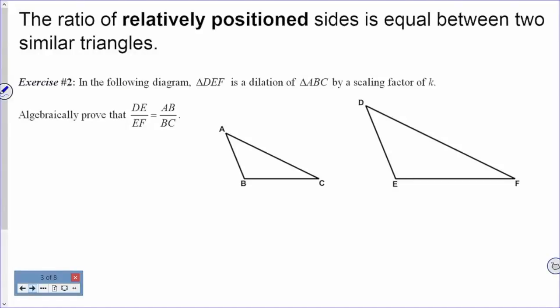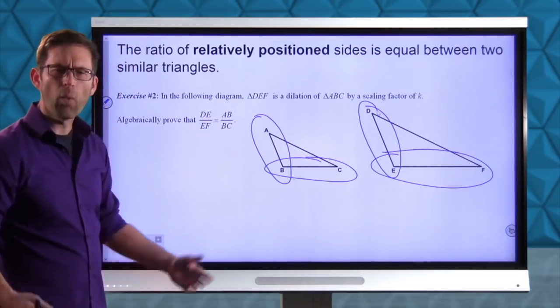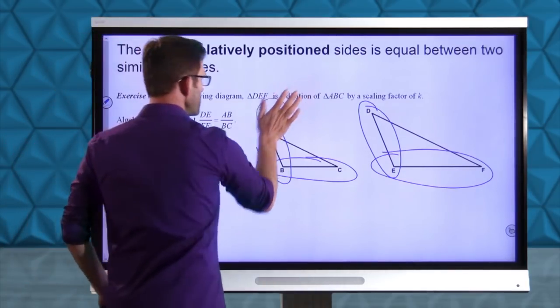In the following diagram, triangle DEF is a dilation of triangle ABC by a scaling factor of k. Algebraically prove that DE divided by EF is equal to AB divided by BC. So again, keep in mind what I'm saying now is if I take this side and I divide it by this side, I'll get exactly the same thing as if I take this side and I divide it by that side. Now, why is that? Well, let's kind of go through it.